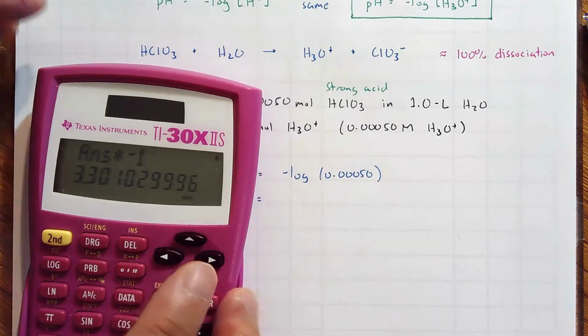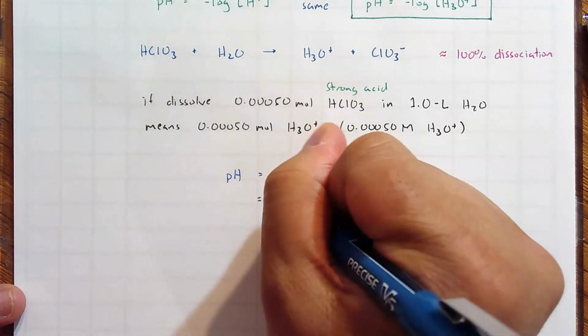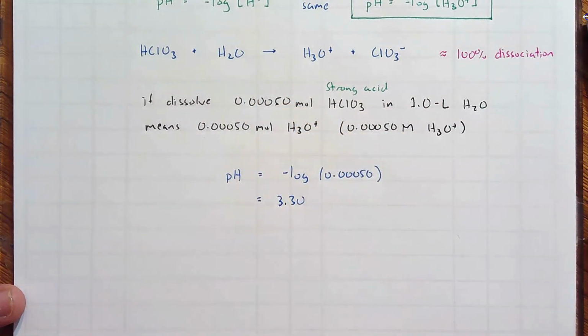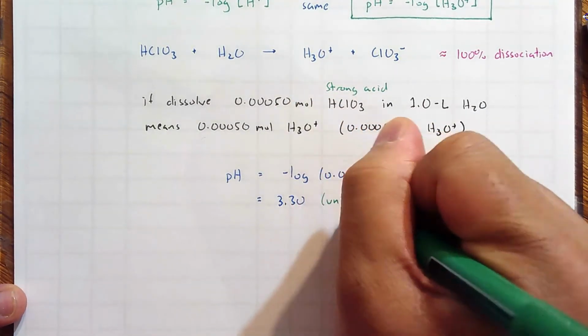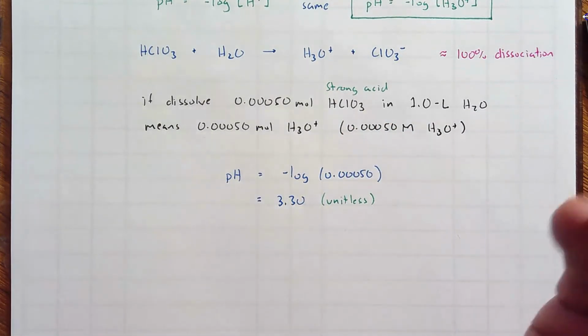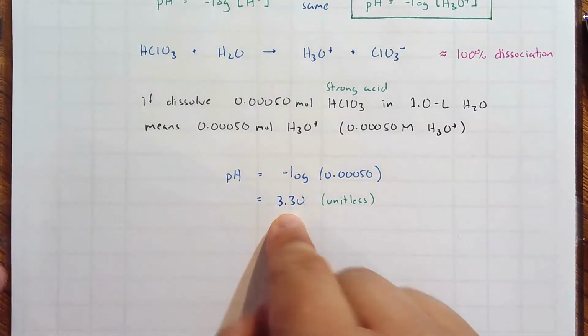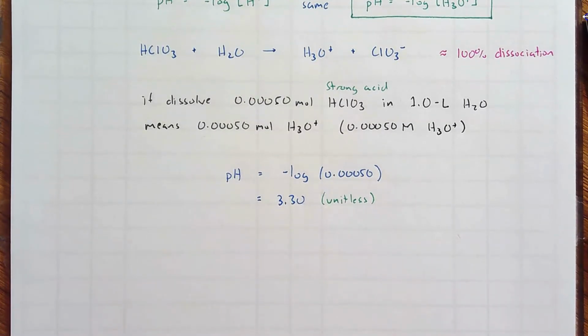See, that is on the pH scale that we discussed, 3.30. Oh, by the way, pH has no units, so this is unitless. If there's a difference of 3.3 going up to 4.3, I call that a 1 pH unit difference. But there are no actual units.